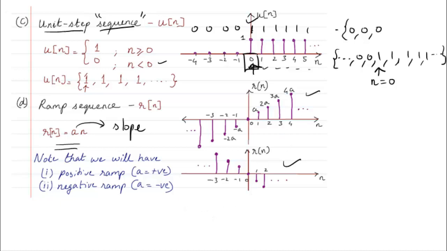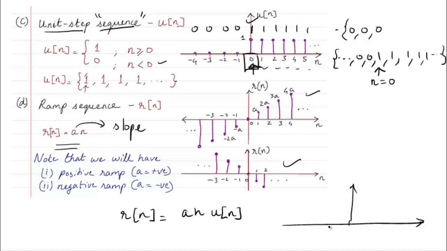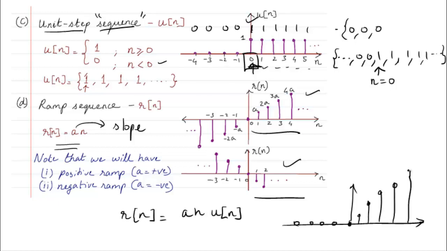As I had explained in previous slides, r of n in certain textbooks can also be written as n into u of n. This means that the signal will not exist before 0. So before 0, all its values will be 0, and from 0 it will have this particular part of the signal, which I will now draw like this. So it means that the signal r of n exists only for n greater than 0. Like that, the signal can be represented using these equations.